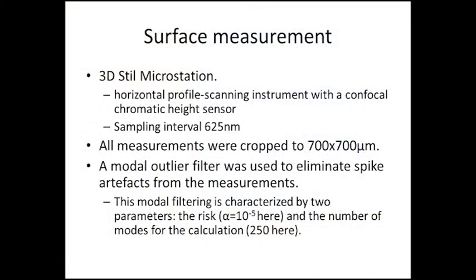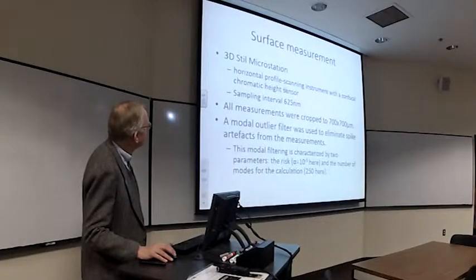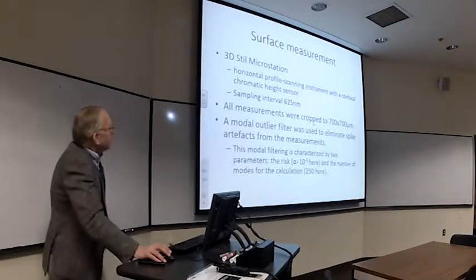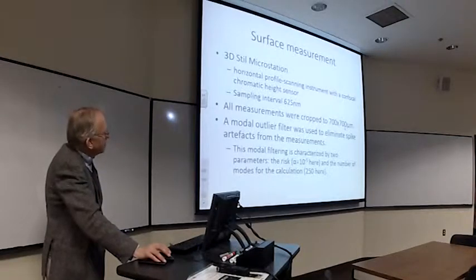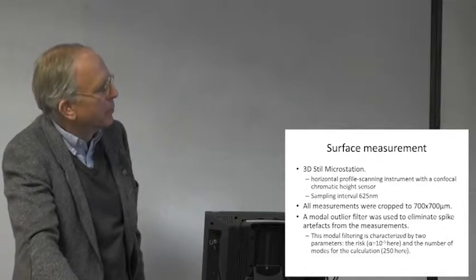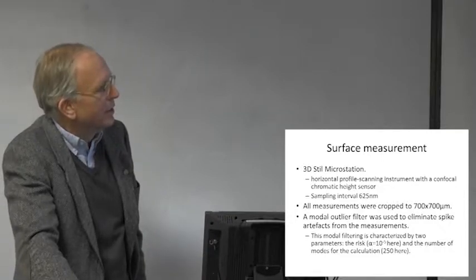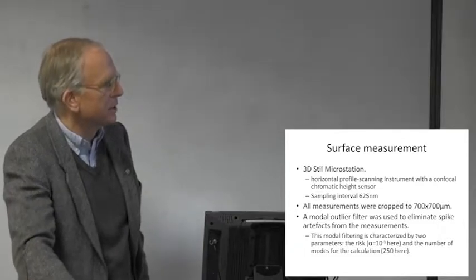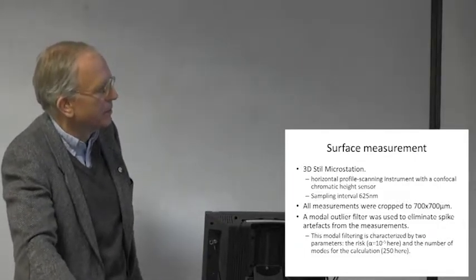It was measured with this Altisurf microstation, which is a French instrument. It's a horizontal profiling instrument, and the sampling interval was 625 nanometers. So it uses a laser confocal chromatic height sensor. The measurements were all cropped to a 707 micrometer region, and then a modal outlier filter, which comes from Sorbonne University, France, was used. Some of the basis of this was started when one of these guys was a scholar here at the University of Illinois.